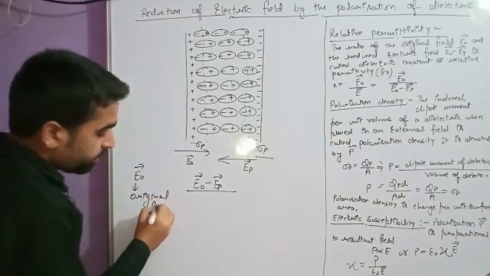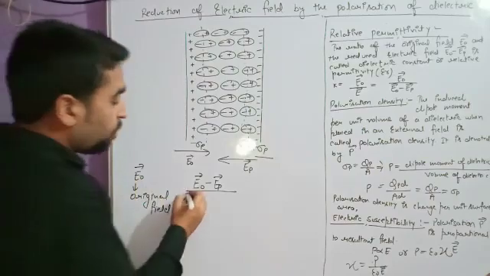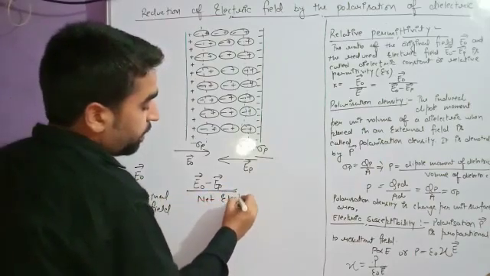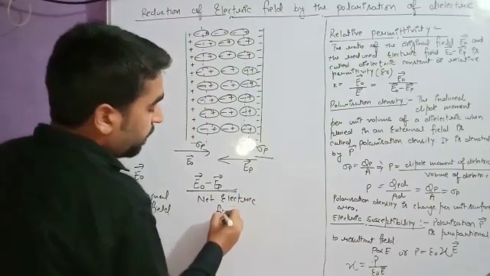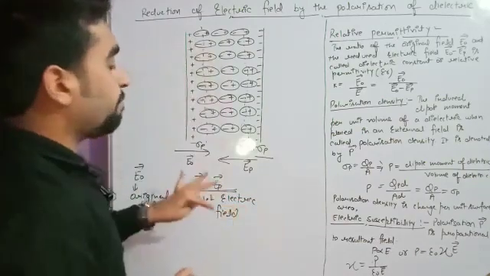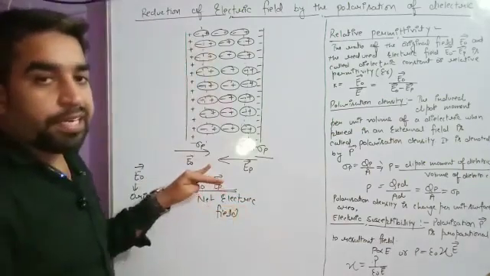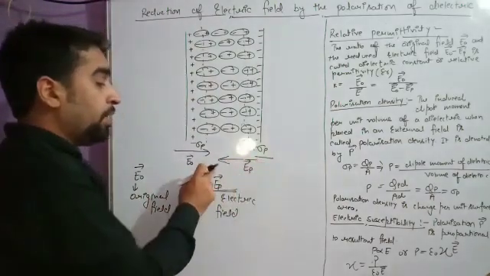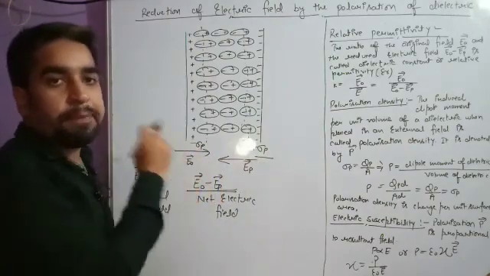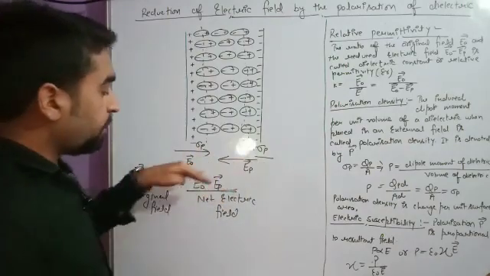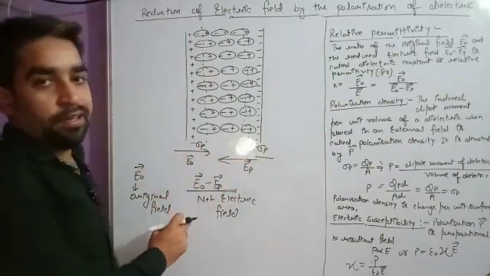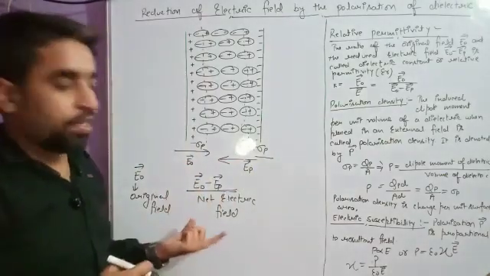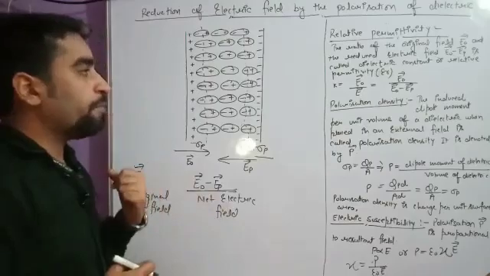which was externally applied by us. But E naught minus EP is the net electric field. Why is this the net electric field? As we can see clearly, when we place the dielectric material, because of the dielectric material, one electric field will be induced, and that electric field will be in the opposite direction to that of the applied electric field. So this is EP, and the net electric field will be the difference of the original as well as the polarized field. So that net electric field will be E naught minus EP.